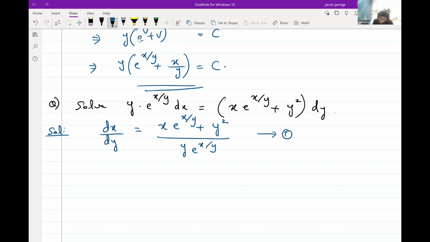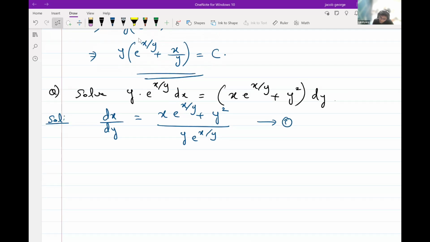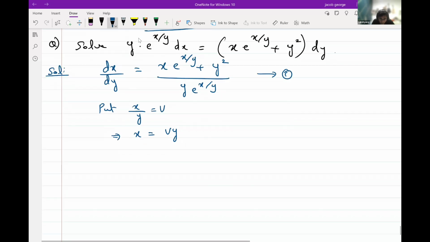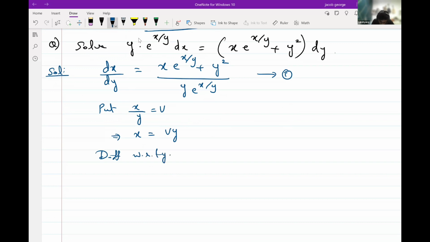But here we don't write as homogeneous. Instead, we directly start the substitution. x by y is equal to v. Right. Put x by y is equal to v. So x is equal to vy. Then differentiate with respect to y.